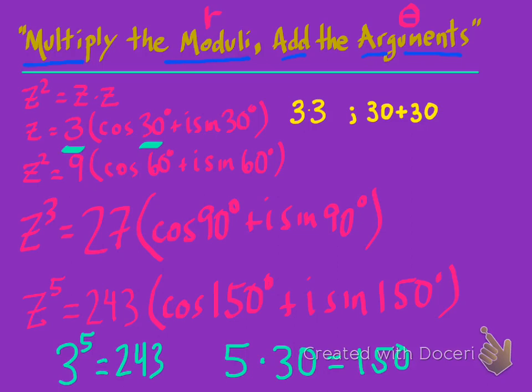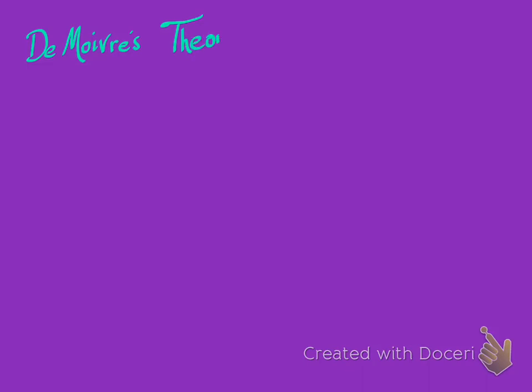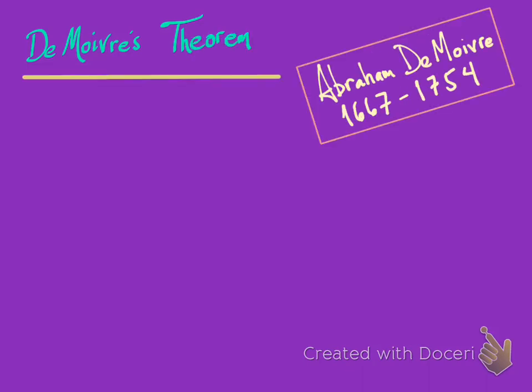Recognizing this pattern is what led, a long time ago, this guy named Abraham de Moivre to de Moivre's theorem. Yeah, that guy lived a long time ago. You should check his life out. It's very interesting. Read a little bio about him. He led a very interesting life. He was kind of friends with Isaac Newton.